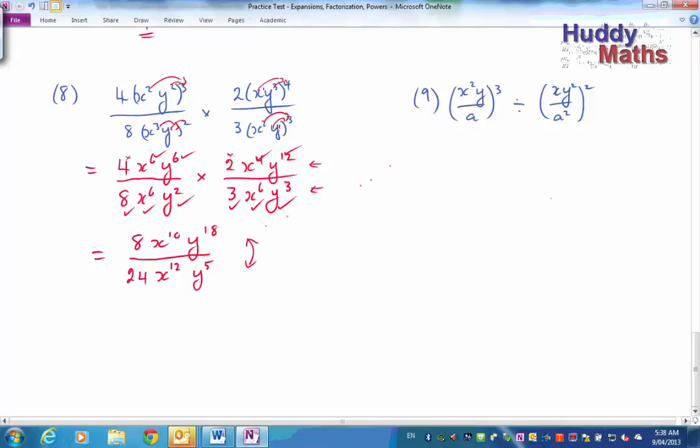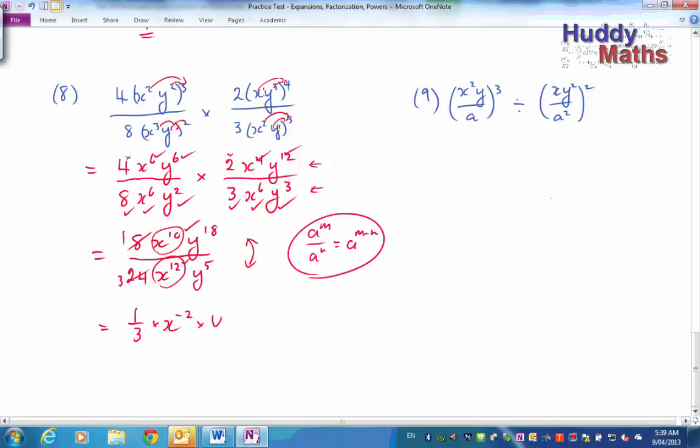Now we're looking at doing the division. So remember the division rule, a to the m on a to the n. You subtract the powers. That's what we're going to be doing now. So we don't have to do that with the numbers though. Numbers are just divided as usual. 8 into 8 goes once, 8 into 24 goes 3. So we have a third out the front, multiplied by x to the 10 divided by x to the 12 is x to the 10 take 12 is neg 2. Then y to the 18th divided by y to the 5th, 18 take 5 is 13.